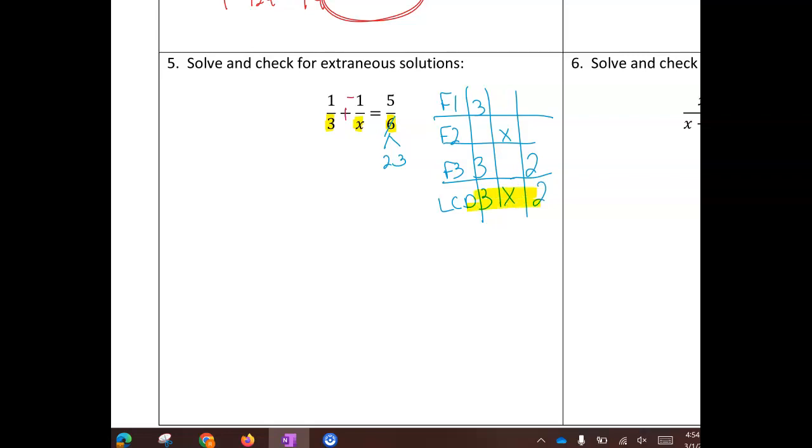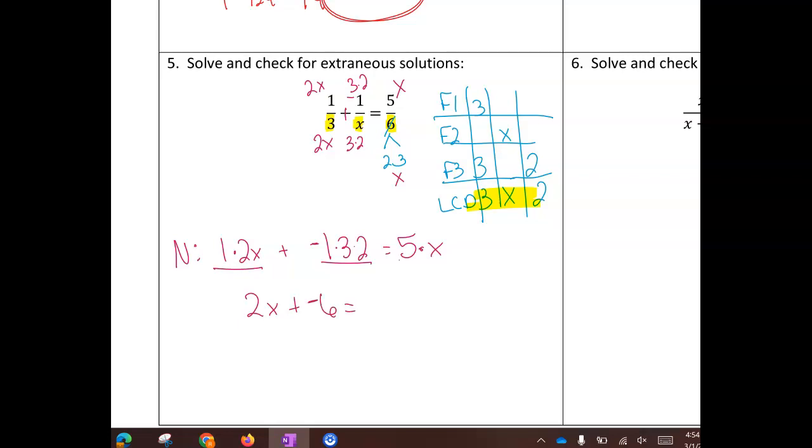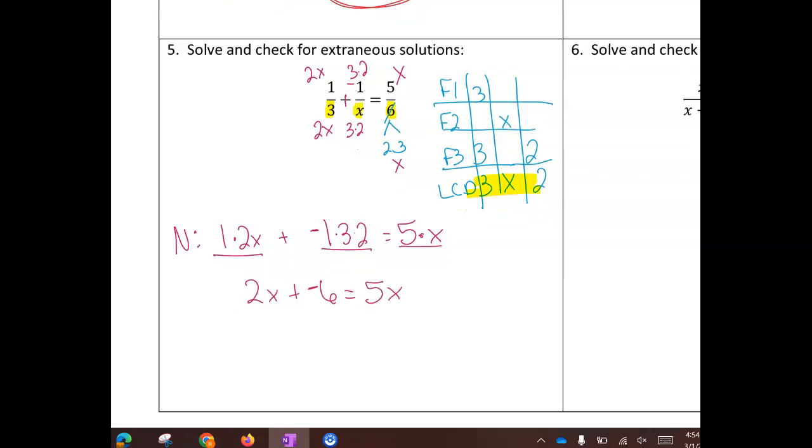So my first fraction is going to need a 2x, the next one is going to need a 3 and 2, and the last one's going to need an x. So giving this to the top. All right, let that denominator go. So I'm going to have a 1 times a 2x. I'm going to have a -1 with a 3 and 2. And then I'm going to have a 5 multiplying to an x. So I'll get 2x plus -6 equals 5x, one type of x.